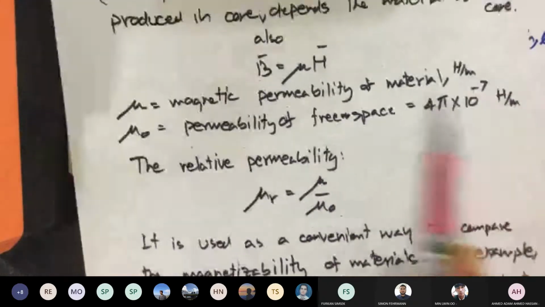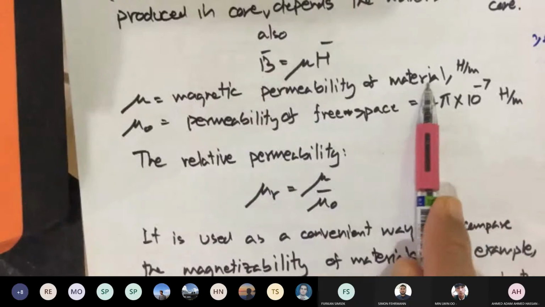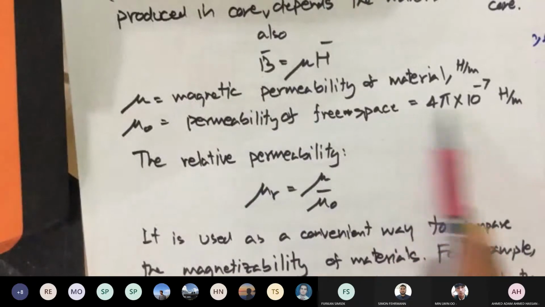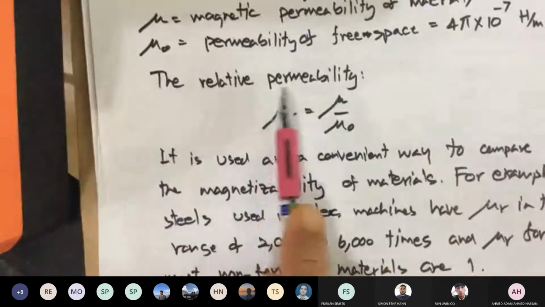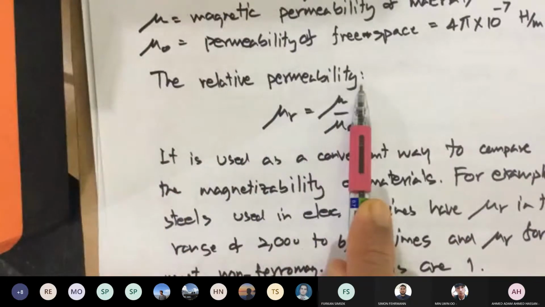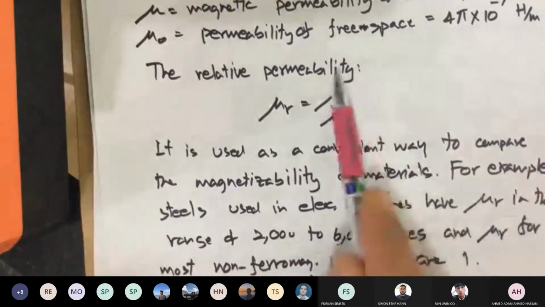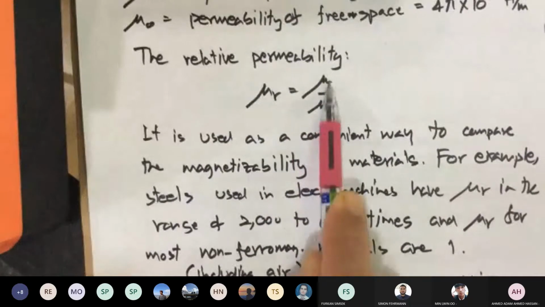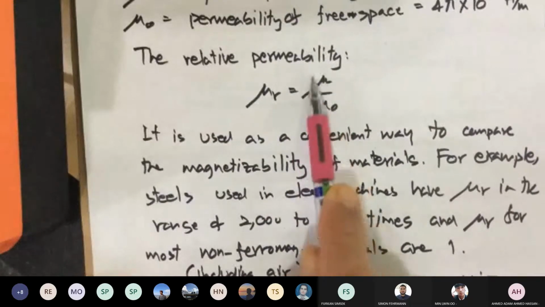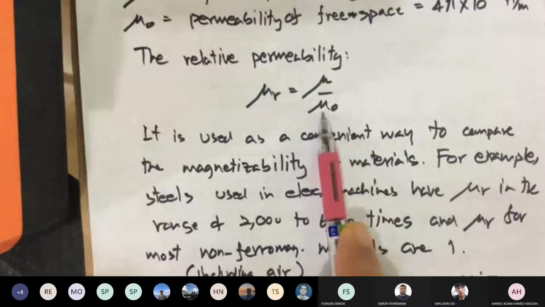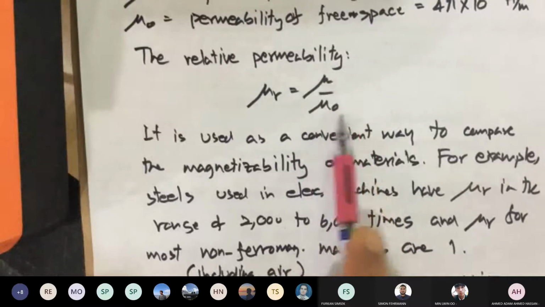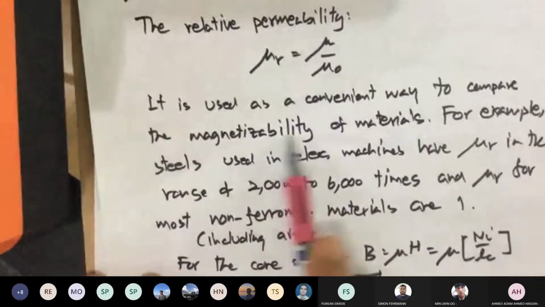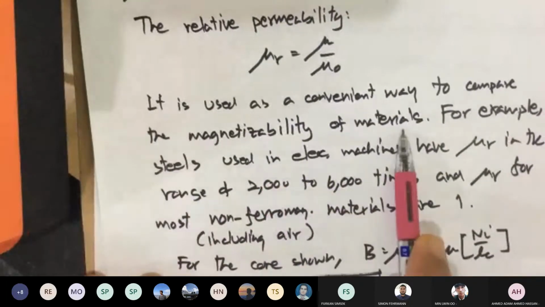Now, because we know each material has a very small permeability, we compare with this reference, the minimum, and we call that relative permeability. Because this is a more convenient way: divide your actual value by mu naught. It gives you a larger, easy number to write or express. This is used as a convenient way to compare the magnetizability of materials.